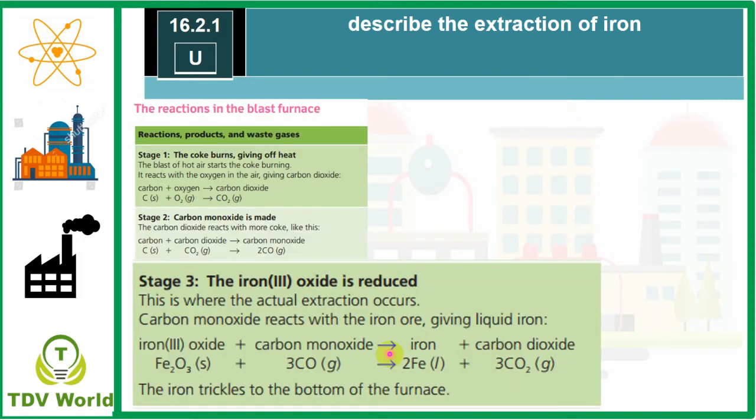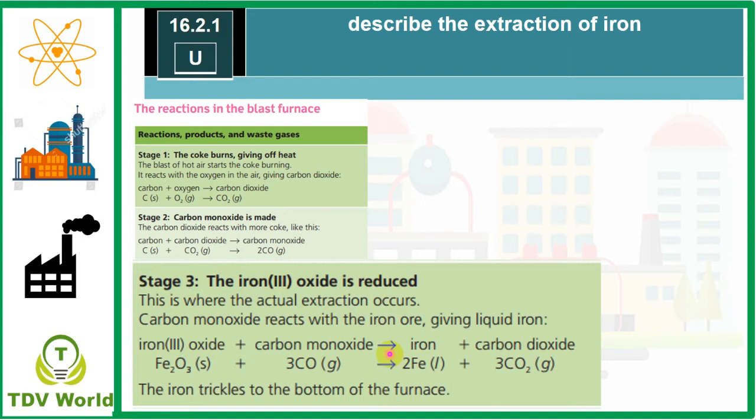And the third stage, the final stage, what happens here? The first two stages are discussed, and now we are moving to stage 3. The iron oxide is reduced. What is this iron oxide? It is simply the ore, right? This is hematite. So hematite is iron ore.